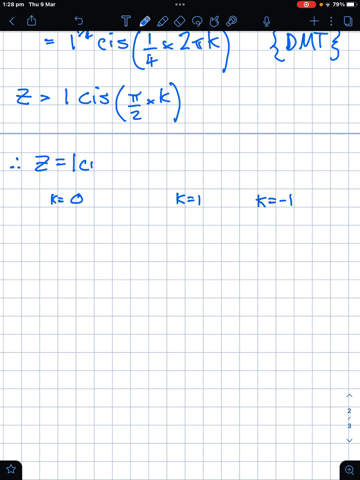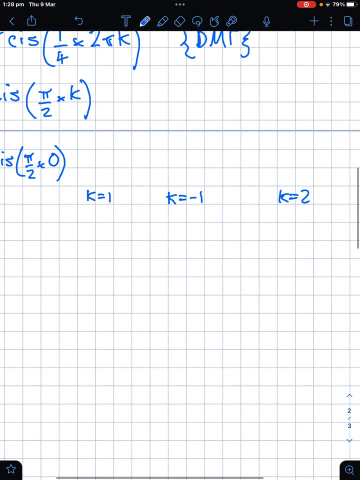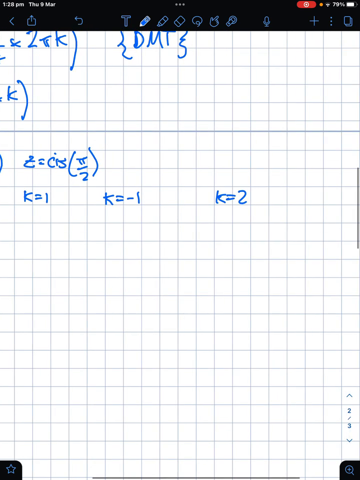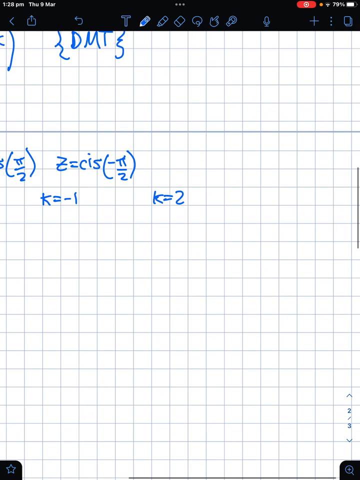So we're going to have z equals cis, and then we've got pi on 2 times 0. And then our next one is going to be z equals cis pi on 2. And then our next one is going to be z equals cis negative pi on 2. And then our last one here will be z equals cis 2 pi on 2, which will just be pi.